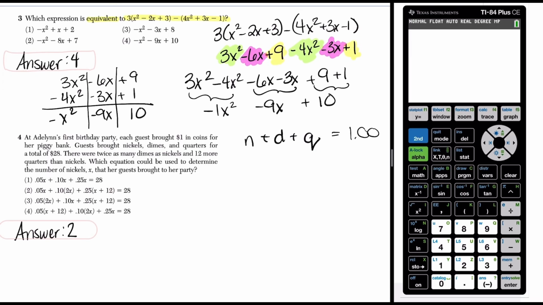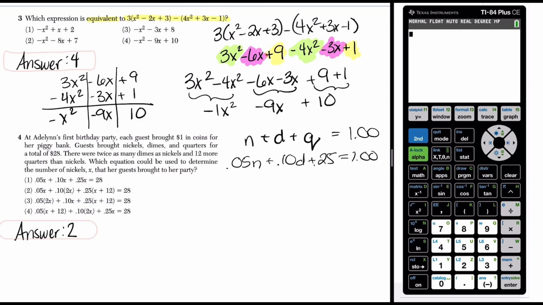What we don't know is how many. And we know how much these are all worth. So I know nickels are 5 cents. We know dimes are 10 cents. We know quarters are 25 cents. We just don't know the quantity for it. So what other information do we have from this problem?